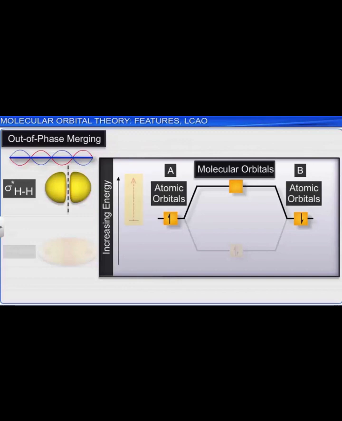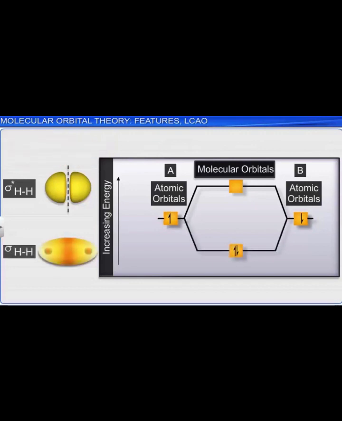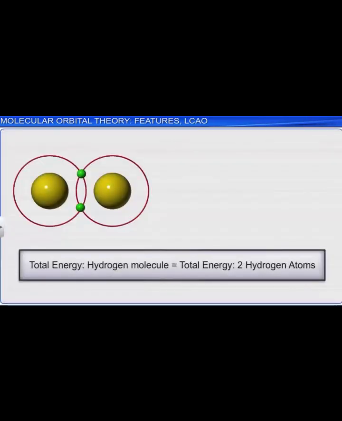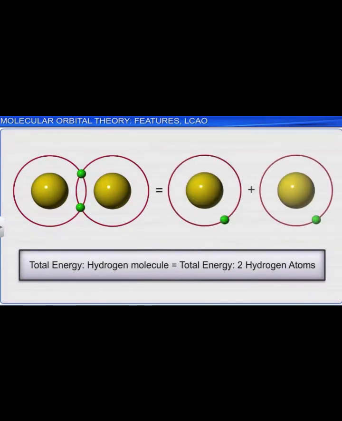Thus, the energy of the anti-bonding orbital is raised above the energy of the parent atomic orbitals that have combined, and the energy of the bonding orbital is lowered than the parent orbitals. However, the total energy of the two molecular orbitals remains the same as that of the two original atomic orbitals.